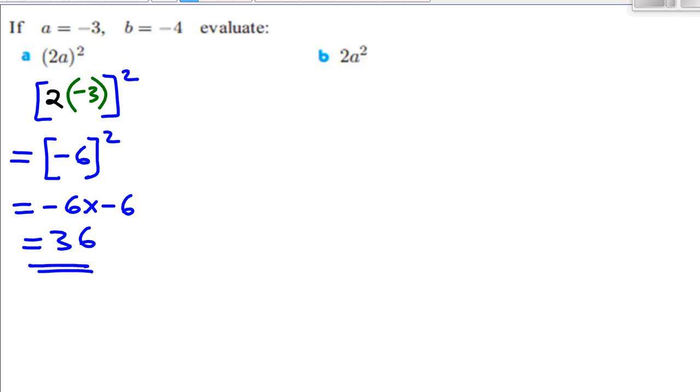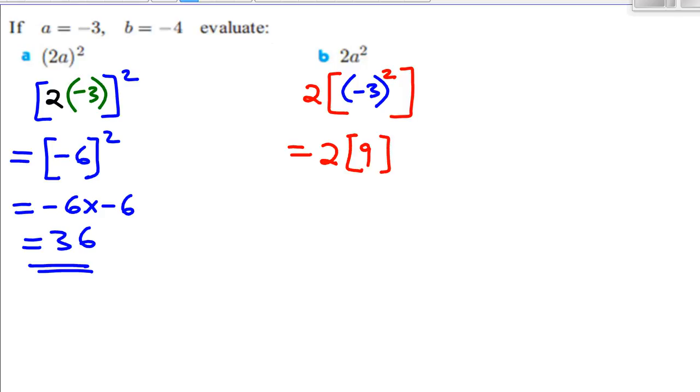In the next one, I'll do the same thing. So 2, but now I'll use these brackets here. A is negative 3 again. So bracket -3, then I'm going to square that before I close my bracket. What that will give me is 2. Now -3 squared, that means -3 multiplied by -3, that will be +9. Now what this means is 2 multiplied by 9, which will be 18.